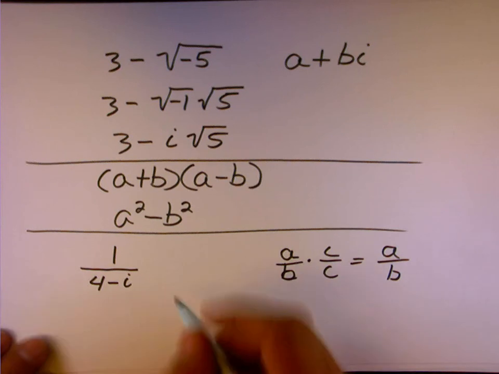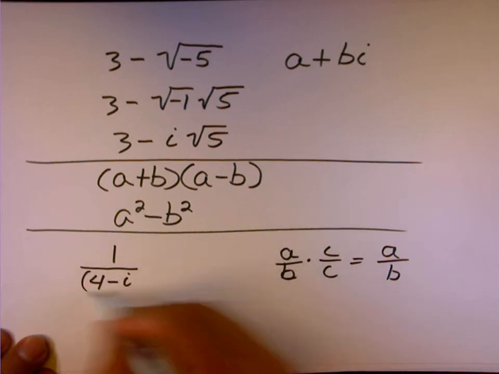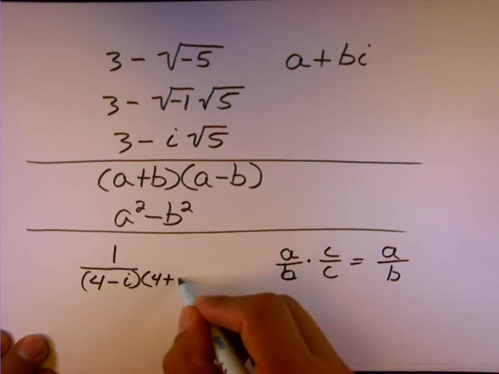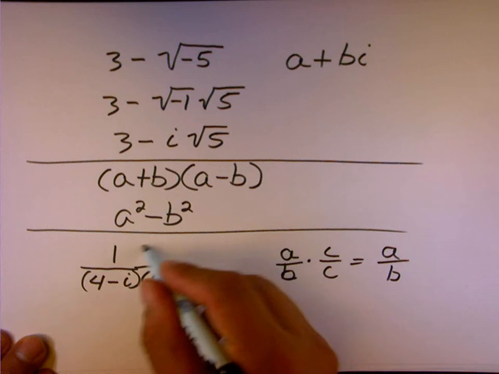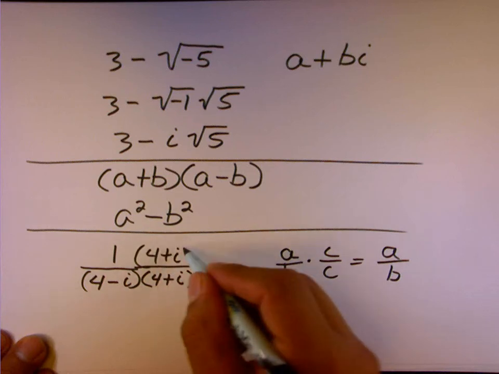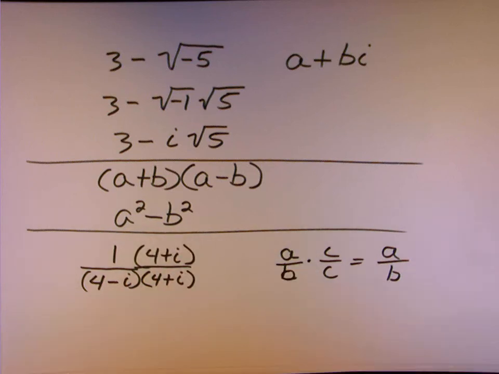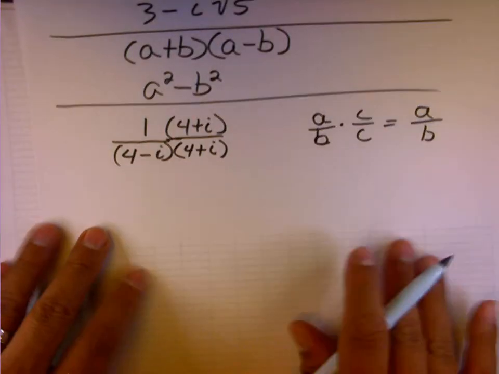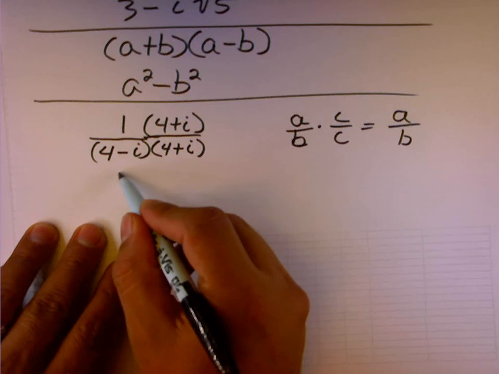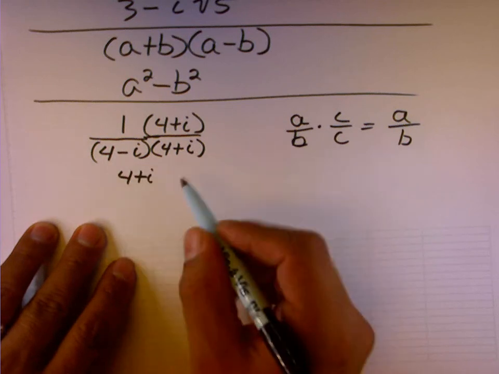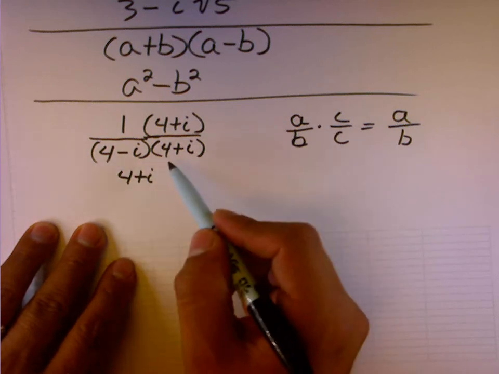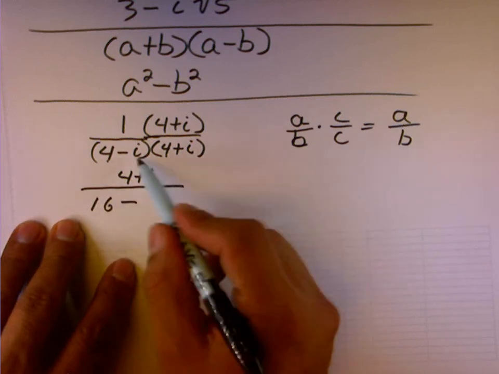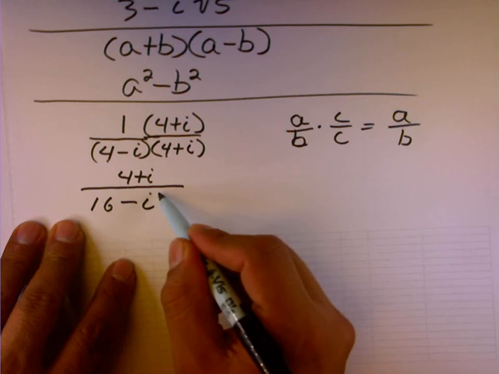For instance, what I can do with this situation is a perfect square would occur if I had 4 plus i. I'd have a difference of perfect squares. Now, notice, I'm going to slide this up a little bit. What happens on the top is I get a 4 plus i, and on bottom I get 4 times 4 is 16 minus i times i squared.